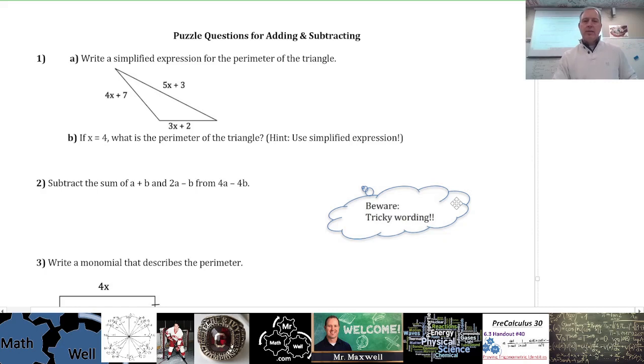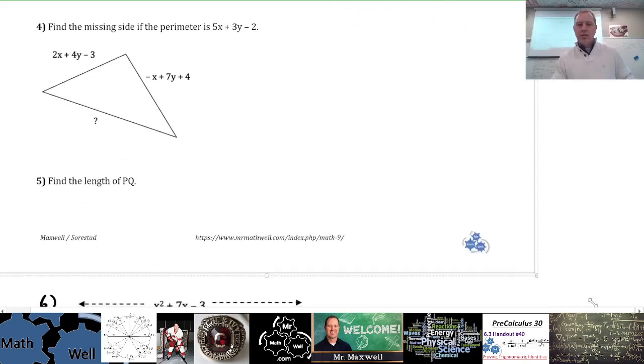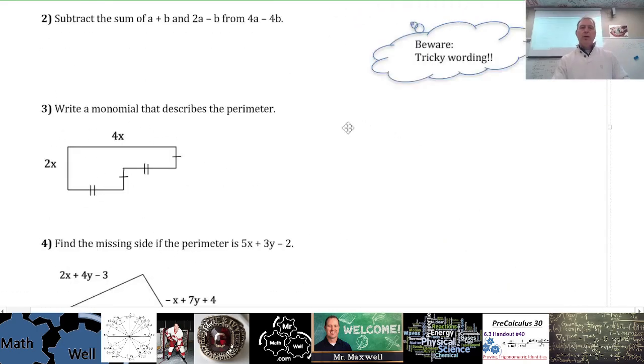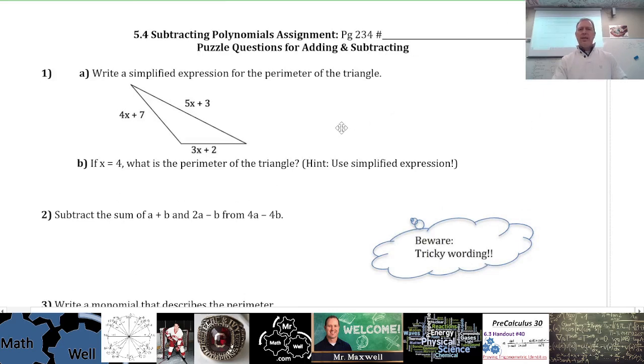So number one says this. I'll maybe zoom in just a bit for you there. Number one says, write a simplified expression for the perimeter of the triangle. Okay, so a simplified expression is the same as a polynomial where all like terms have been gathered together as much as possible. That's a simplified expression: a polynomial where all the like terms have been gathered together.